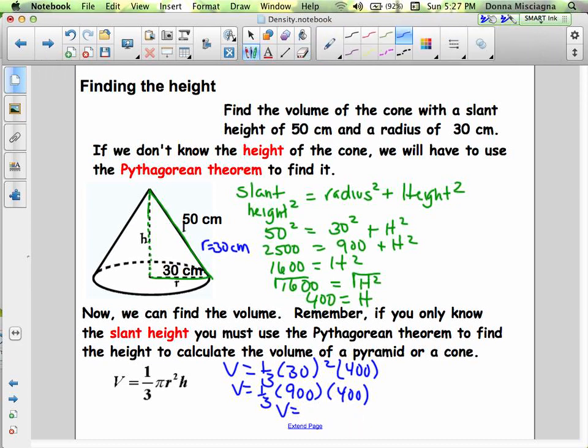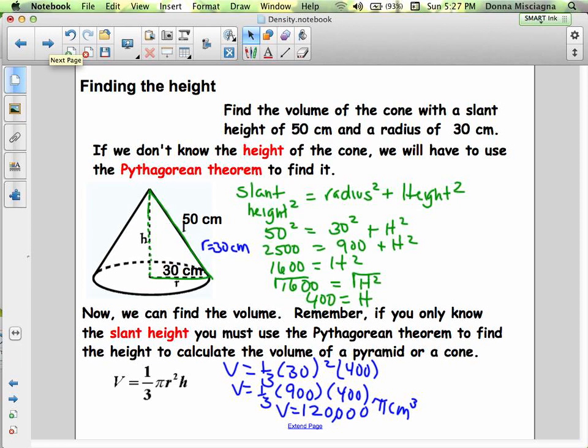Right, because 1/3 times 900 is 300. 300 has 2 zeros. 400 has 2 zeros. So 3 times 4 is 12, but with 1, 2, 3, 4 zeros. There. So 120,000 pi. So this is a huge cone. Well, it's only in centimeters, so maybe not as huge, but still pretty big. Centimeters cubed. And there we go. That one's done. All right, let's solve another.